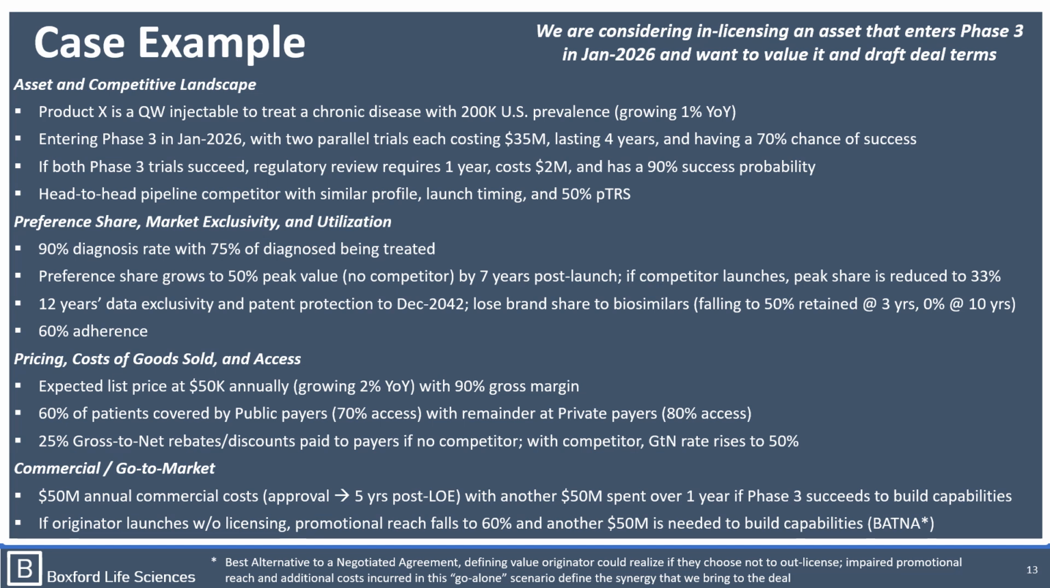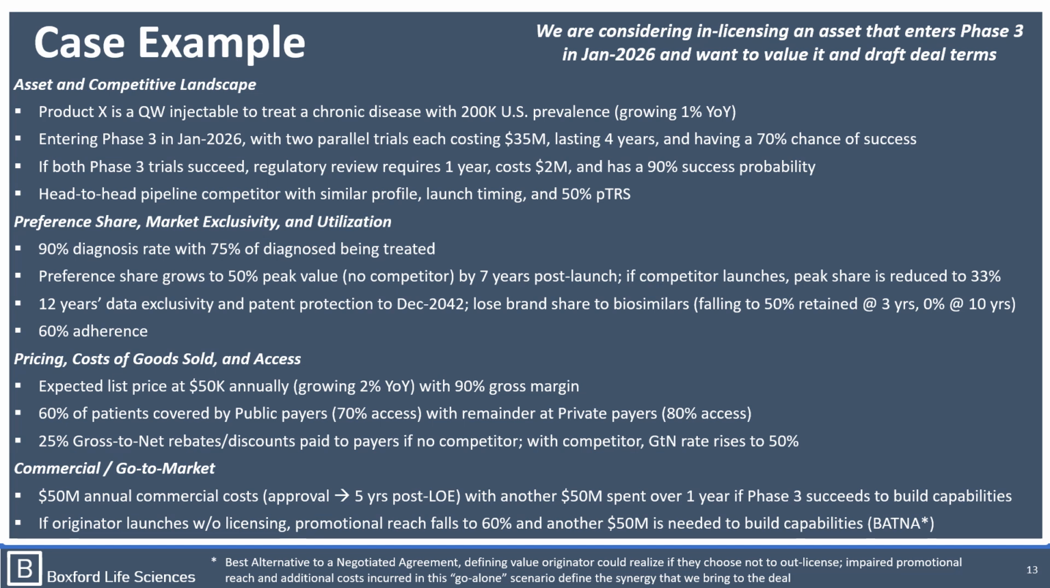We also assume a 60% adherence to this weekly injection schedule. We're going to assume this product is going to be priced at $50,000 annually, growing at 2%. And then we have a 90% gross margin that we use to compute the COGS. We assume 60% of patients are covered by public payers, with a remainder of private payers, and we set access of public payers to 70% and of private payers to 80%. This is a haircut that's applied to the preference share to account for things like out-of-pocket costs and step edits, reimbursement restrictions.